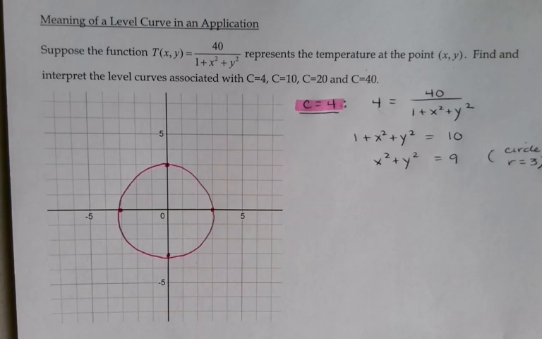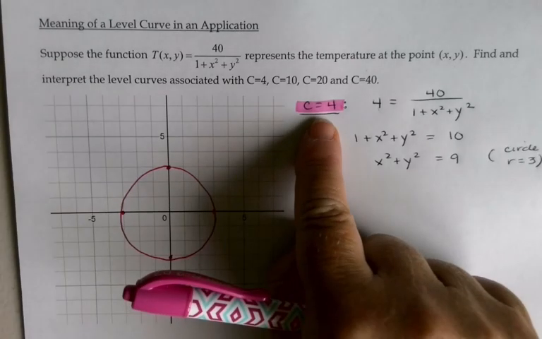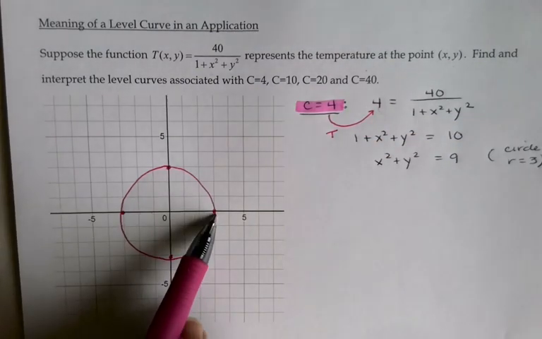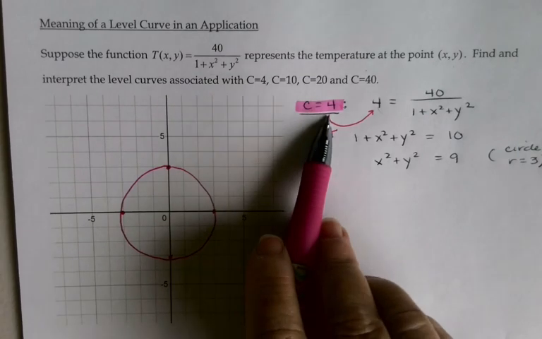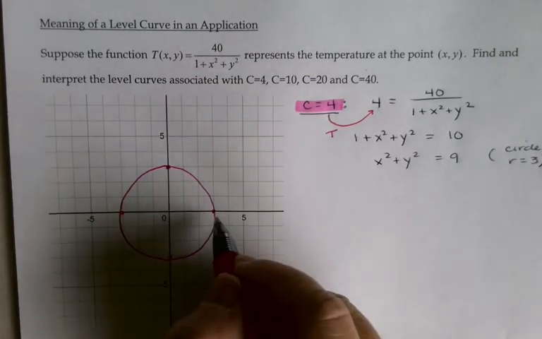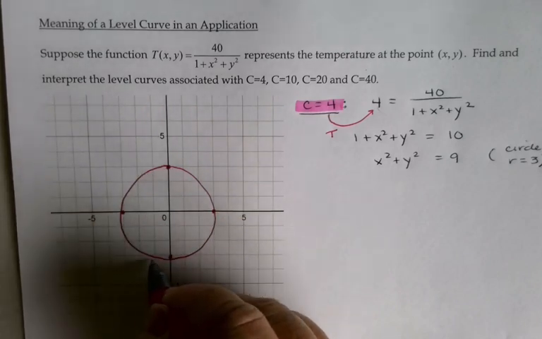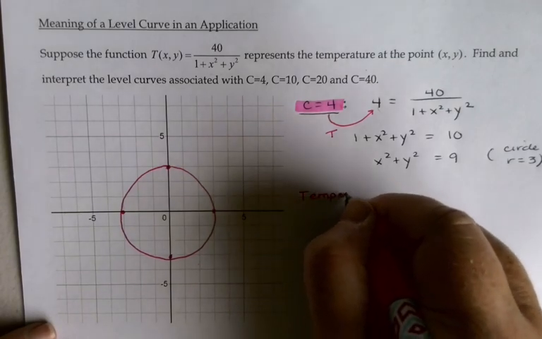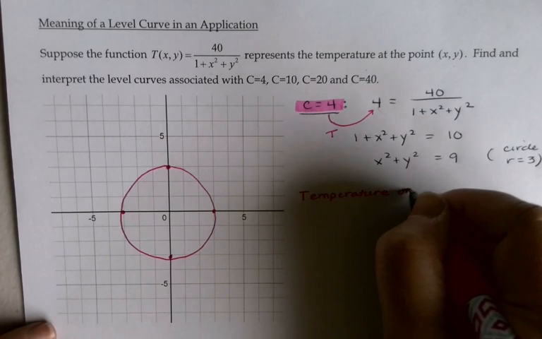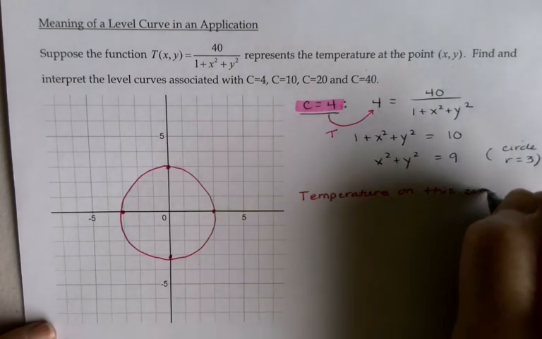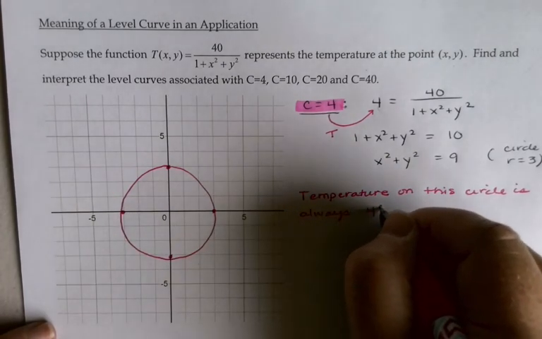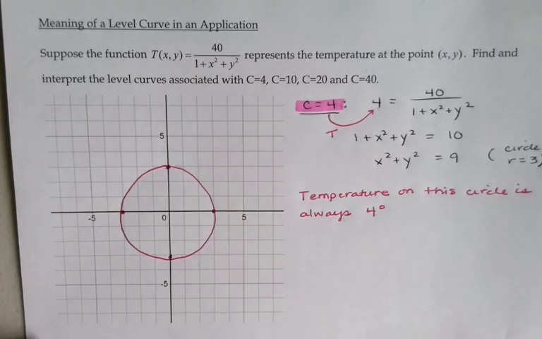All right, it also said discuss the meaning, interpret the level curve. So what this is saying is, since I put in a constant of 4 for the temperature, anywhere on the circle, the temperature is a constant value of 4. If I were a little ant walking around this plane, as long as I walk along that circle, the temperature will never change. So temperature is always at 4 degrees.